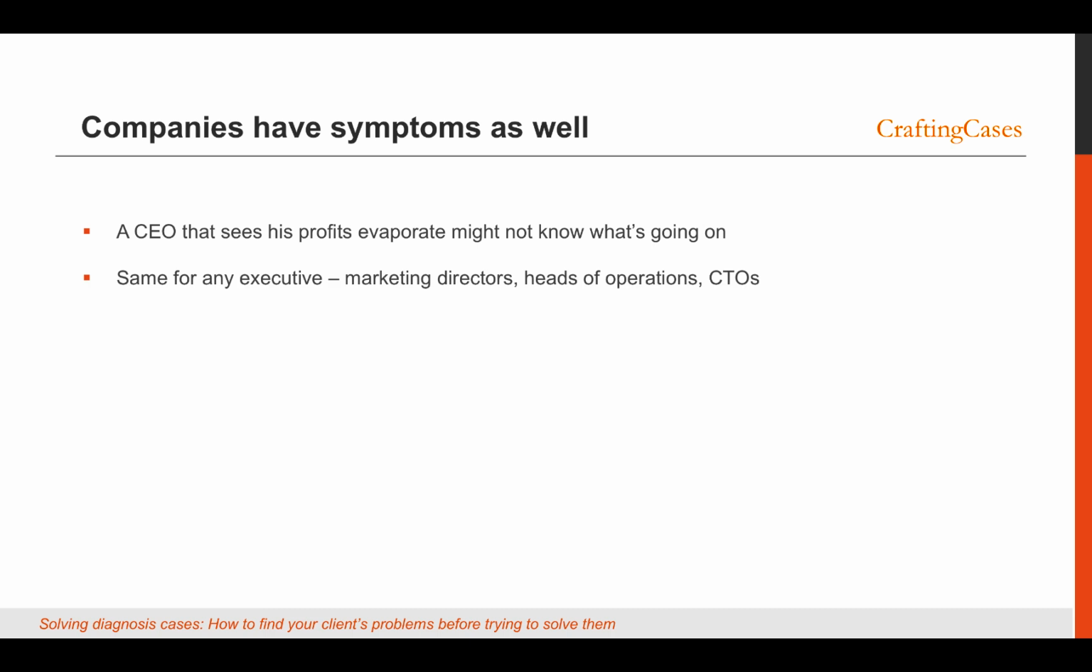Same for any executive, marketing directors, heads of operations, CTOs, you name it, they all have problems. A marketing director for a consumer goods company, for example, may be worried about the number of points of sales that carry his products. A head of operations of an electronics manufacturer may be worried about an increase in factory maintenance costs. A Silicon Valley CTO may be worried about server downtime.